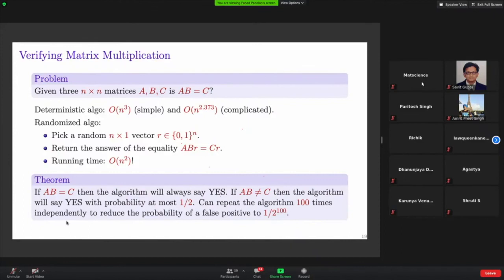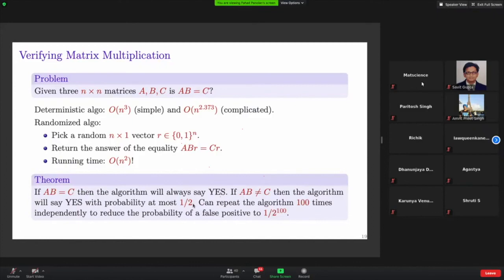What I want to say is, look at this algorithm. It has a running time that does not depend on the random bits, but the output depends on the random bits, and the output is correct with probability at least half, and not correct with probability at most half.